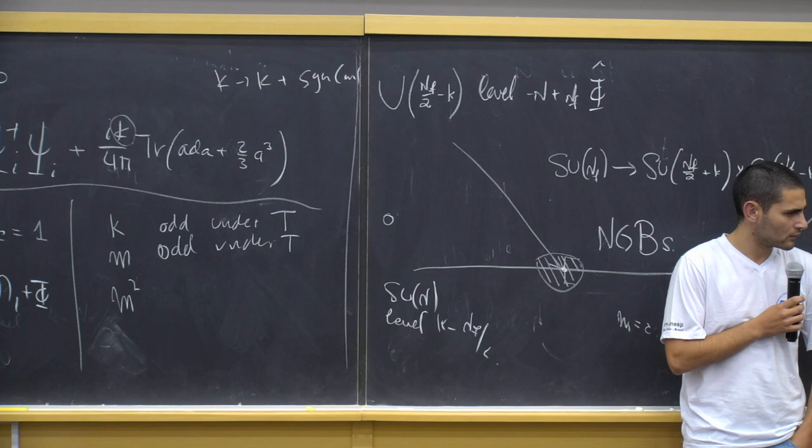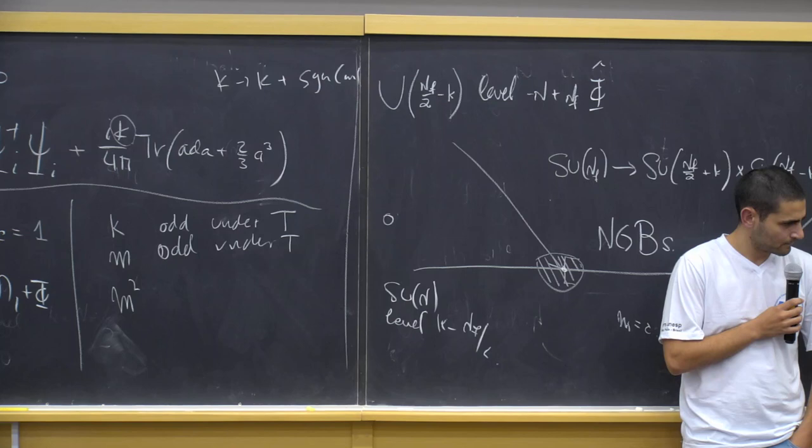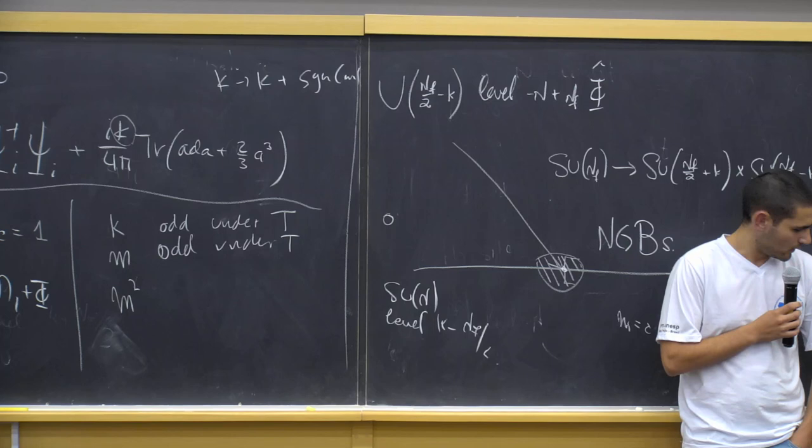But if you study the magnetic vortex in the abelian Higgs model with a coefficient k, the spin of the vortex would be 1 over 2k. So it can be any rational number in this class of theories. The other question? Is it okay? It's okay for me.